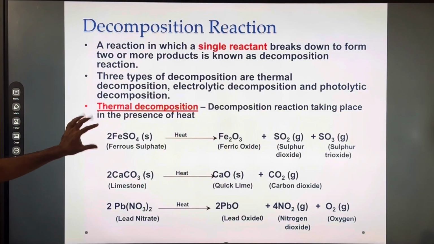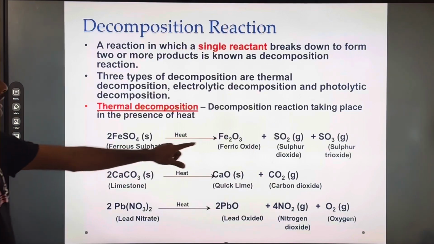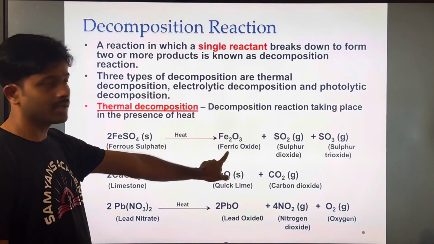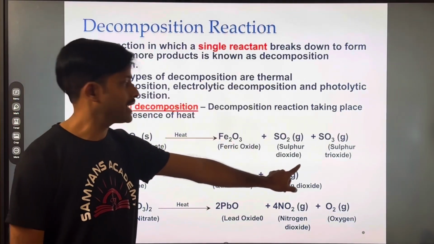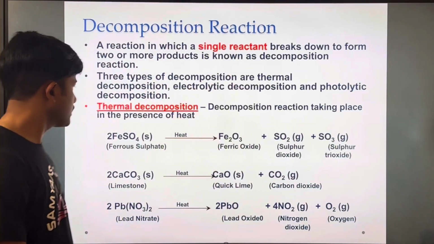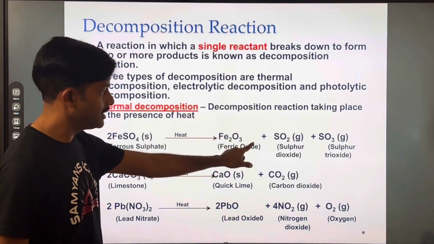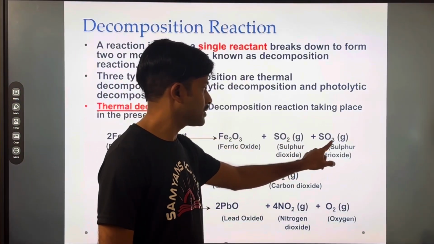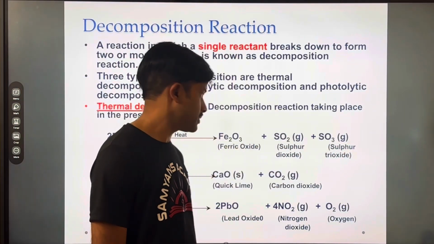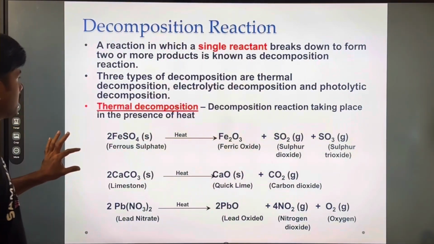So what happens here? A single reactant breaks down to form three products. What are the products we got here? Ferric oxide, sulfur dioxide, and sulfur trioxide. Now you represent the states: the solid, here also, you represent with the bracket S. Sulfur dioxide is a gaseous product, and sulfur trioxide is also a gaseous product. Okay, this is the decomposition reaction.